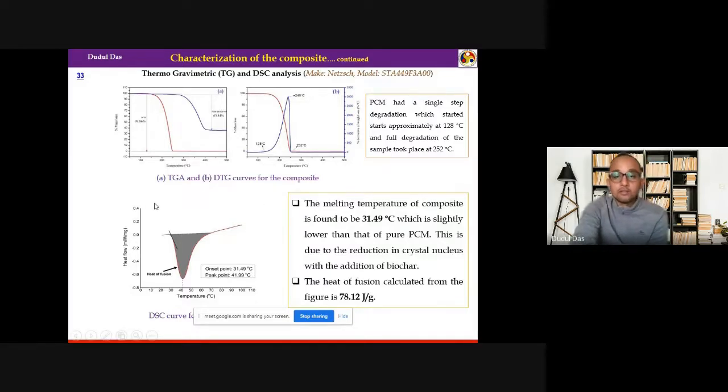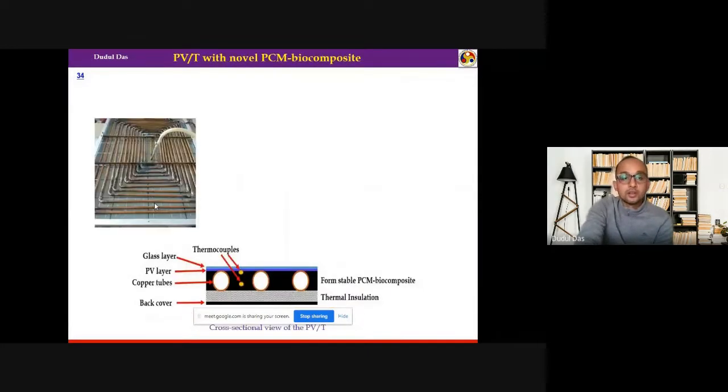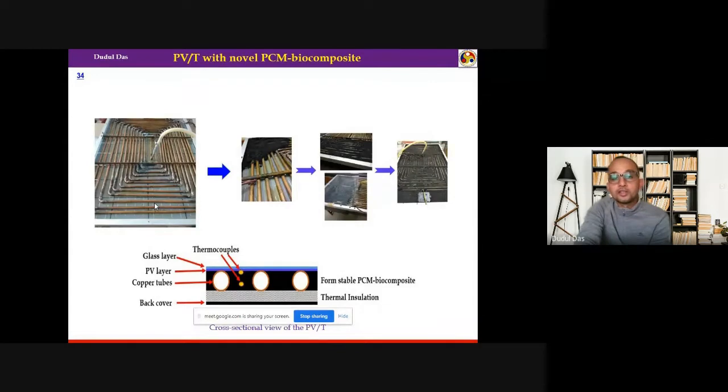I'll tell you why. Because after 30 degrees centigrade, the PV efficiency goes down with each degree rise, and if we have a PCM that can be incorporated into the PV cooling, which has a melting point of 31 degrees centigrade, that means PV can be maintained below this range. So this is how we incorporate this biocomposite PCM plus biochar into the PVT.